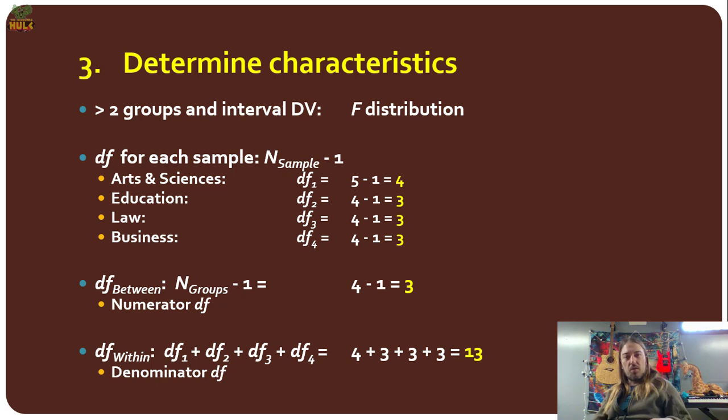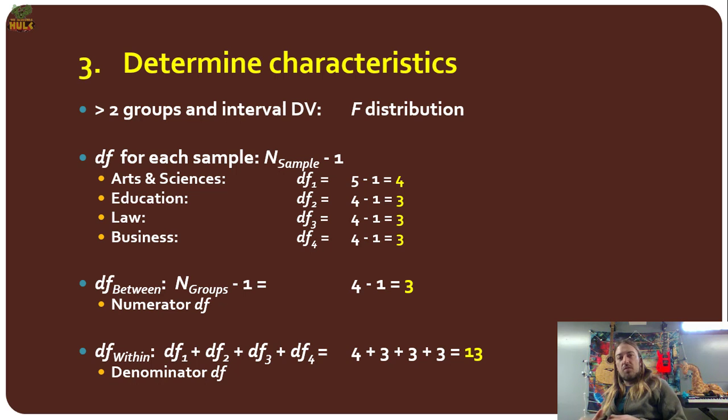Note that the between groups degrees of freedom, this is looking at how one group differs from another group. And so we're talking about that numerator, that difference between groups or between groups variability. The denominator is all about how individual groups are performing. That's within group variability.